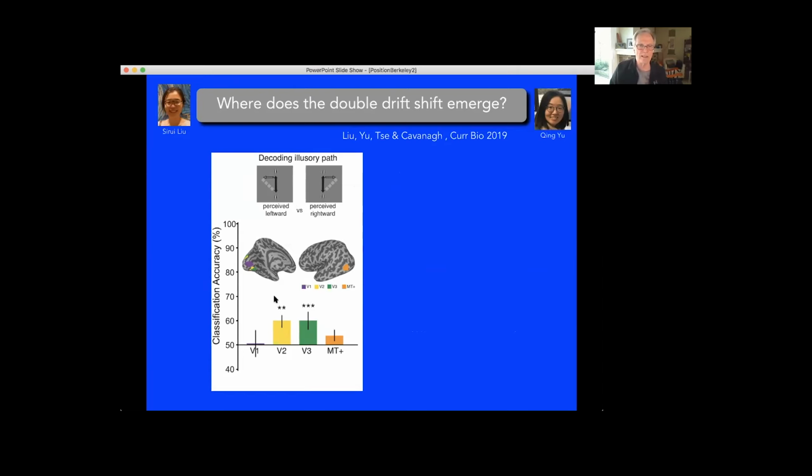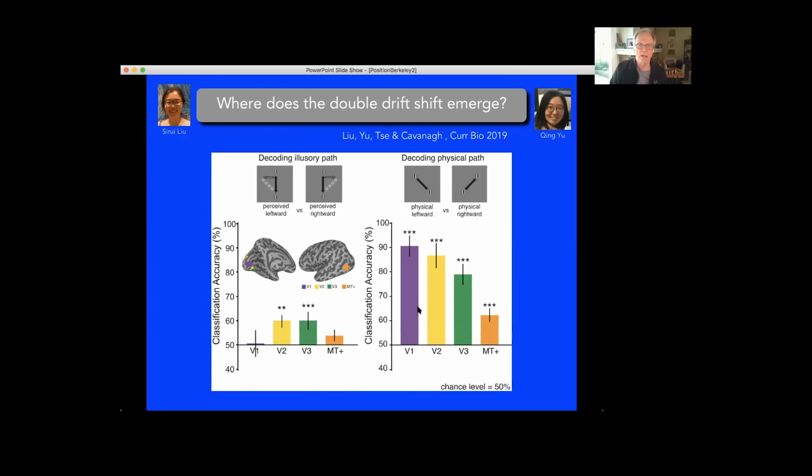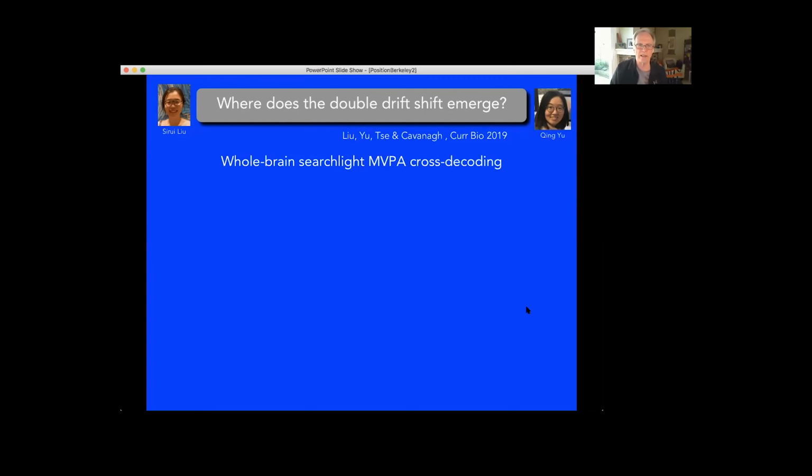And what they find is they cannot really decode leftward versus rightward in V1. They can a little bit in V2 and V3, perhaps because of some local motion cues, we're not sure, but nothing at all in MT. On the other hand, when they take physically tilted paths that match the subject's judgments of the tilt of these illusory ones and present them, then the decoding is marvelous, up to 90% in V1. So if V1 was actually having these different paths, it would have been easy to find out.